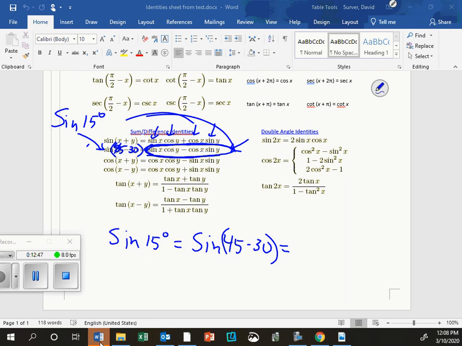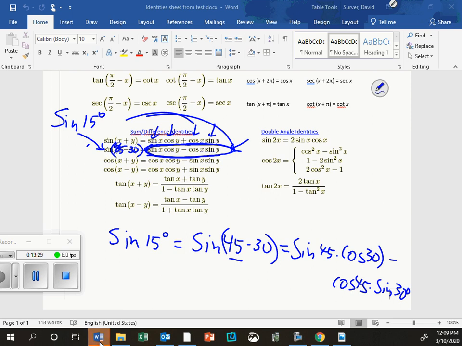All right, so this one we're doing right here, it's sine of 45. The first one is the x. So sine of 45 times cosine of 30 minus, I'll write it down here, cosine of 45 times sine of 30. Is that the way you'd leave it on your test? No, because you know what the sine of 45 is, because it's one of the triangles you've memorized.